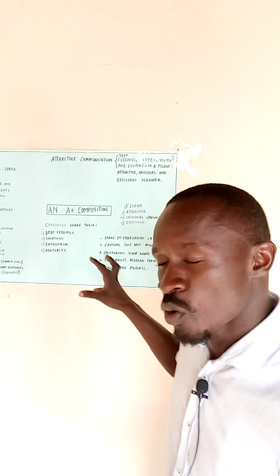Now, one of the skills of writing an excellent composition is to make the first paragraph catchy. Listen to this paragraph. The title is: Write a composition to explain the meaning of the proverb, look before you leap. Listen to the first paragraph.